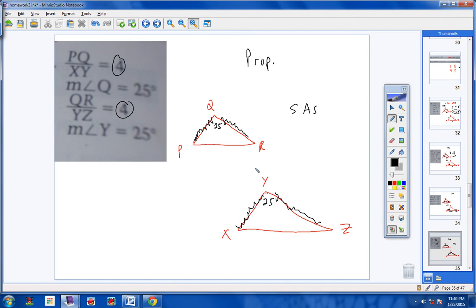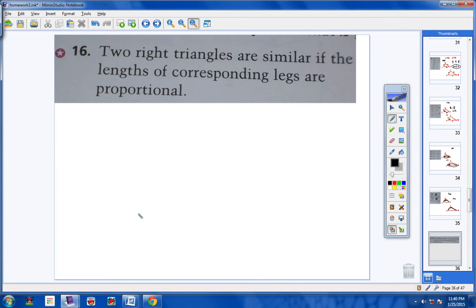Okay? Alright, moving on to numbers 16 and 17. Now, the directions just simply want us to set up the proof and then lay out a plan of attack, but we're not going to actually do the proofs, okay? So, two right triangles are similar if the lengths of corresponding legs are proportional, okay? So, let's see if we can figure out what our if part is and what our then part is and all of that good stuff. Let's see.